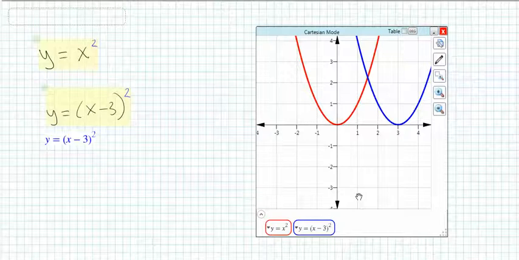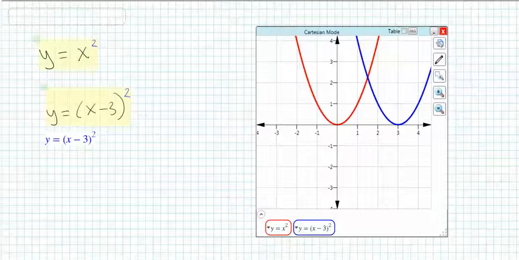There are lots of explanations for this. Perhaps the simplest is the vertex here of the original is 0, 0. 0 squared is 0. To get to the vertex here, we would have to put in a 3. 3 minus 3 is 0. 0 squared is 0. 3, 0 is the vertex of this second equation.